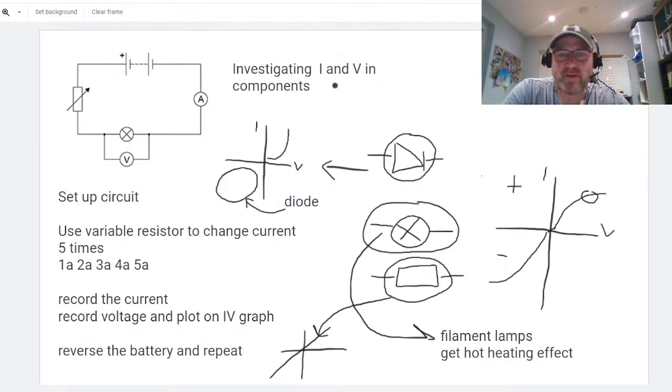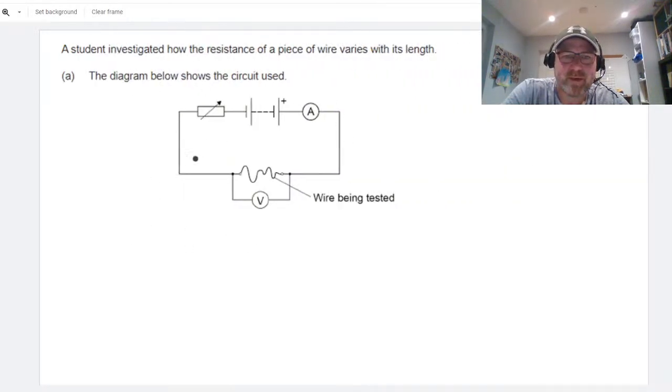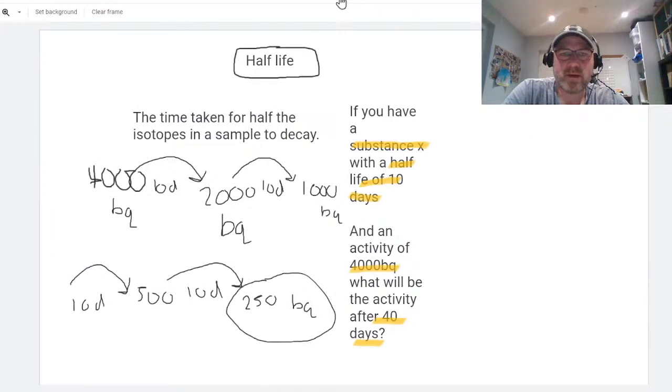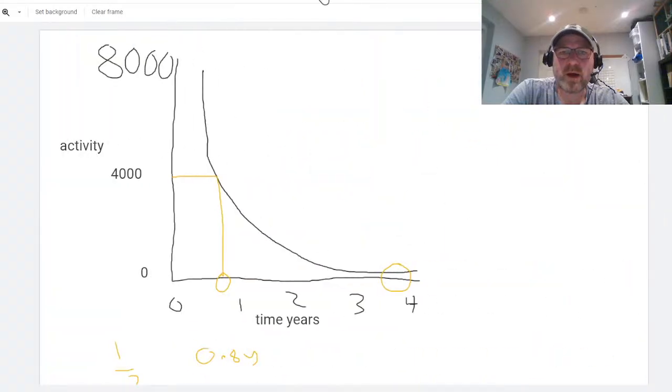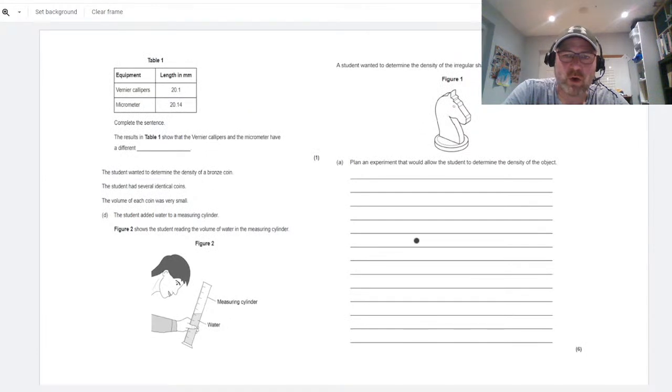Right. Wasting a lot of time. What the hell is that? Oh, that's just the resistance of a wire. Yeah, we did that. Oh, I know what I want to do. Let's just... Oh, there's one. There's one of your core pracs, guys.